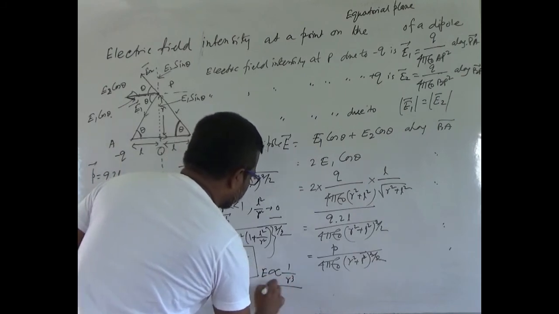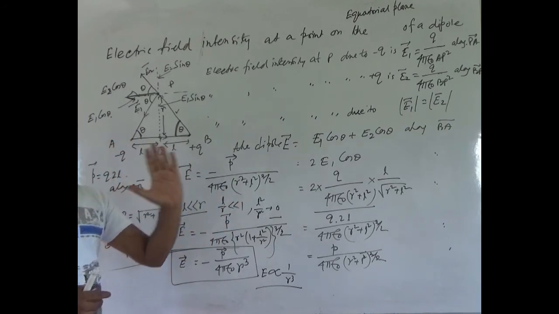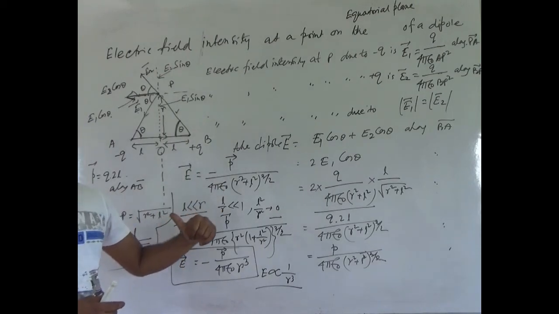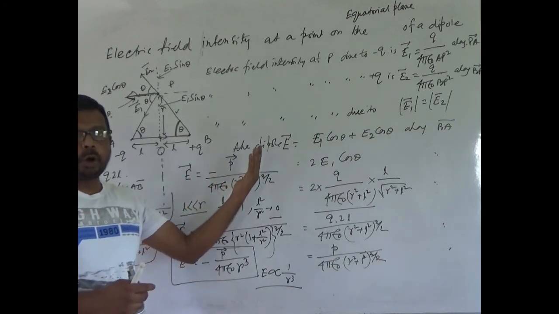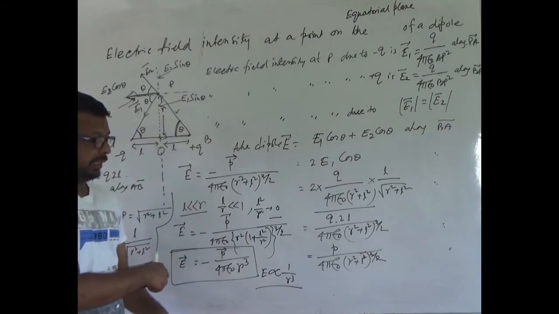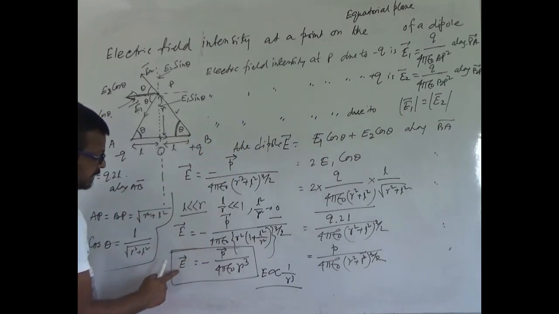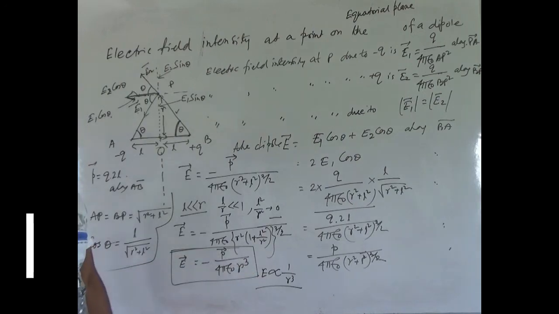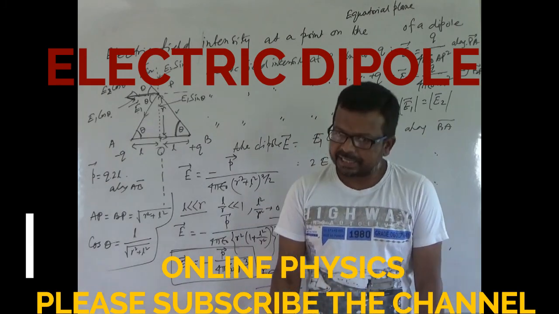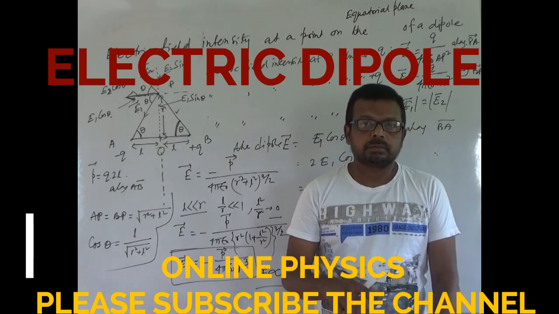For the point on the axis, the field was along the dipole moment, but for a point on the equatorial plane, the electric field due to the dipole is opposite to the electric dipole moment. And again, you see here it is half of the previous result. In the previous result, E was 2P divided by 4 pi epsilon naught r cube. That means at the same distance, if the point is on the axis, then the field will be double compared to the point which is on the equatorial plane.